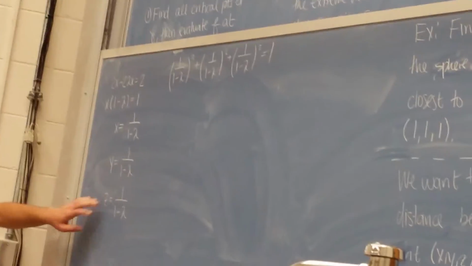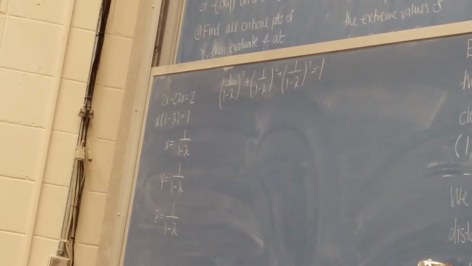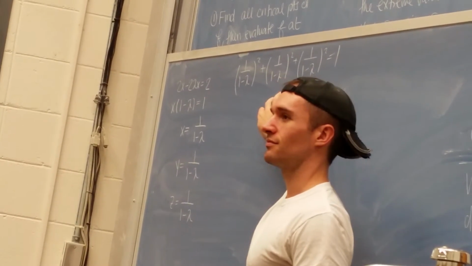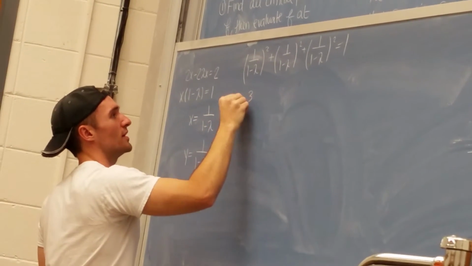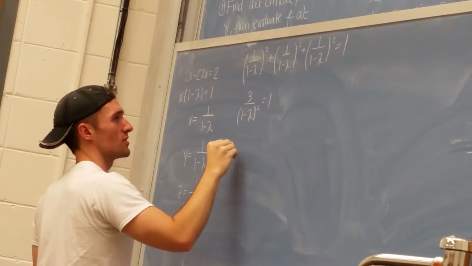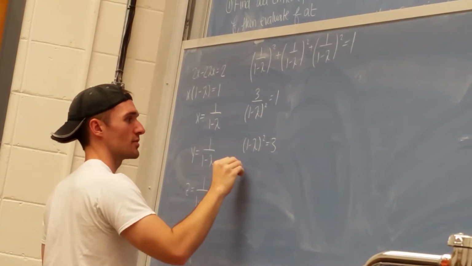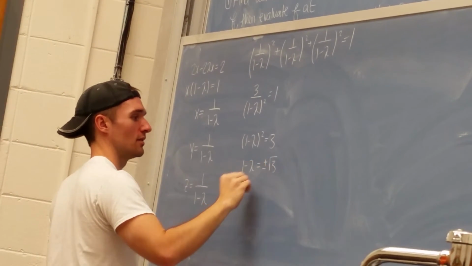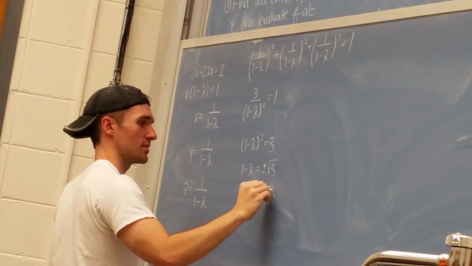So since x, y, and z are each equal to these expressions, and we know that x squared plus y squared plus z squared has to be 1, we can substitute each of those expressions in place of x, y, and z to get an equation we can solve for. So this means that 3 over 1 minus lambda squared is 1, so that 1 minus lambda squared is 3. That means 1 minus lambda is either plus or minus root 3, and lambda is therefore 1 plus or minus root 3.